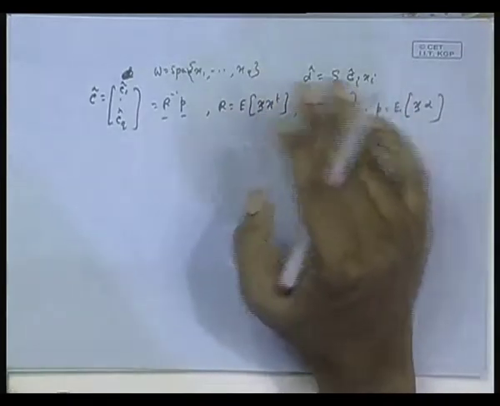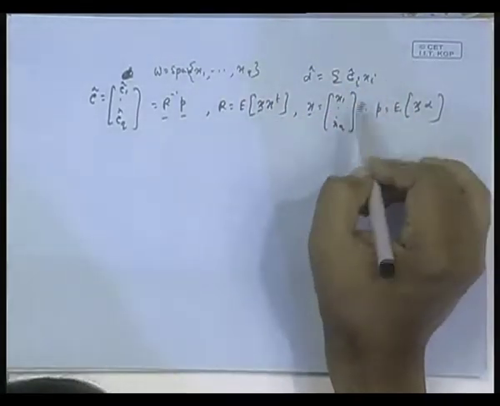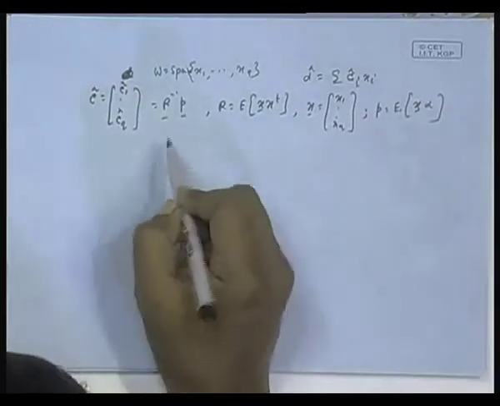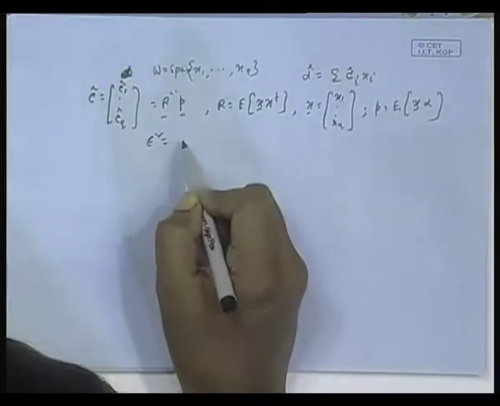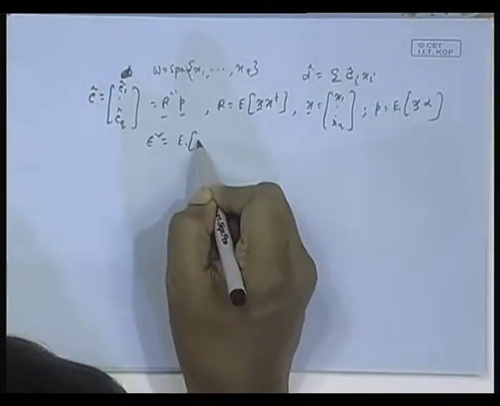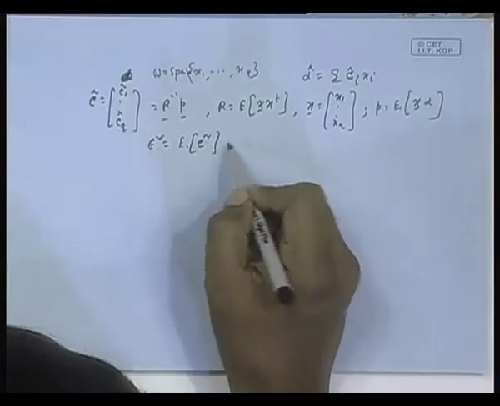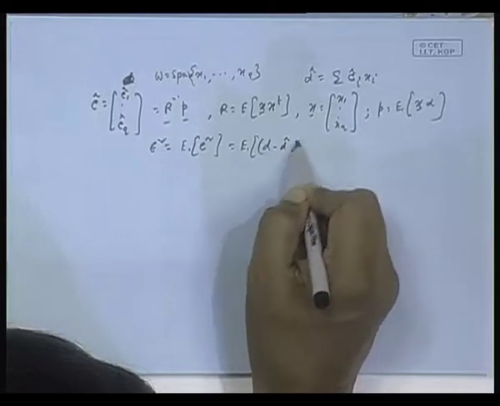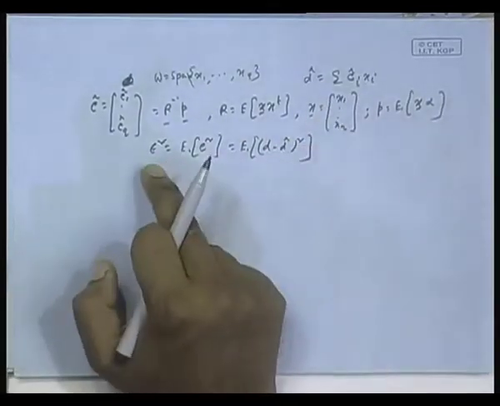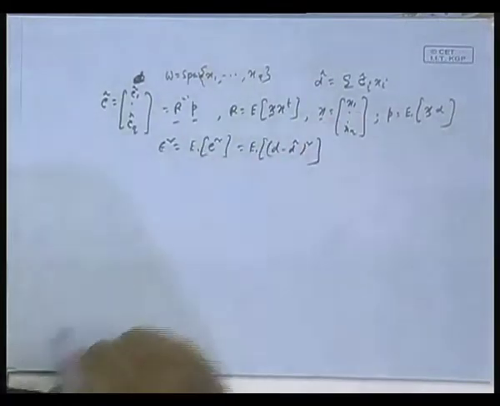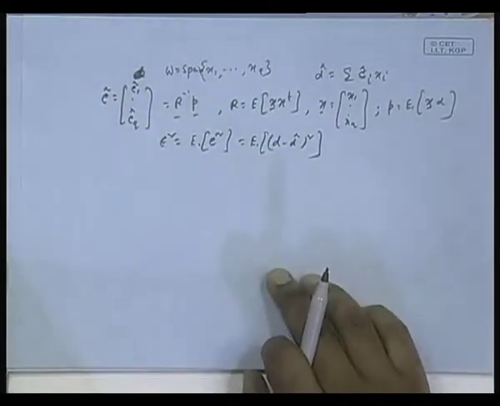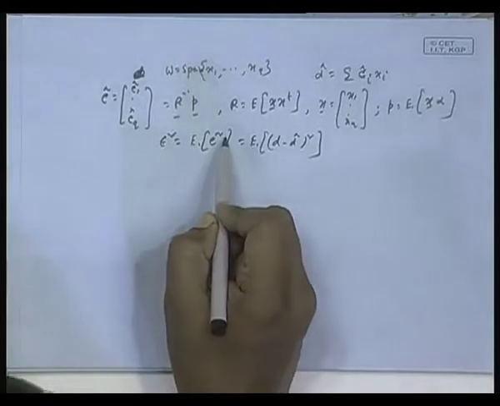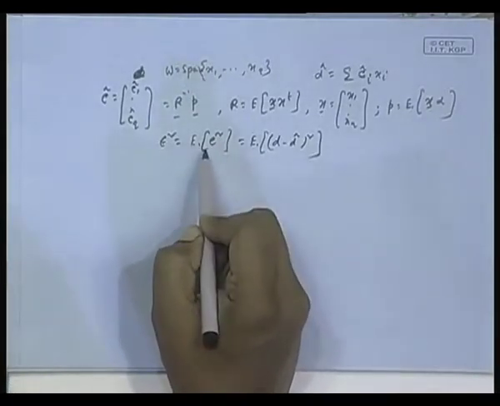Then I said that the other approach will be what? That this error, if you call it epsilon square as E of the square, where this is D minus D cap square, these C i caps were minimizing this, that is how they become optimal. Okay. Then the other approach was that let me find out an approximate numerical value of this.